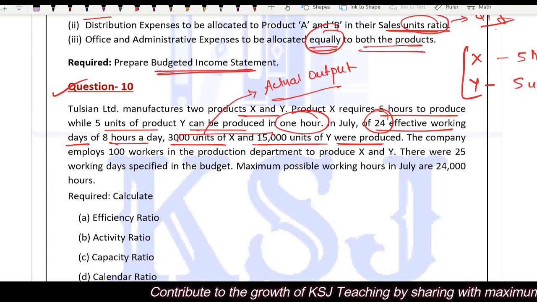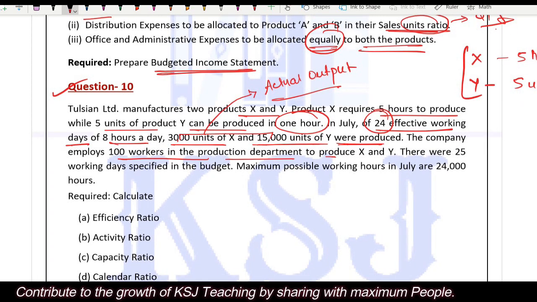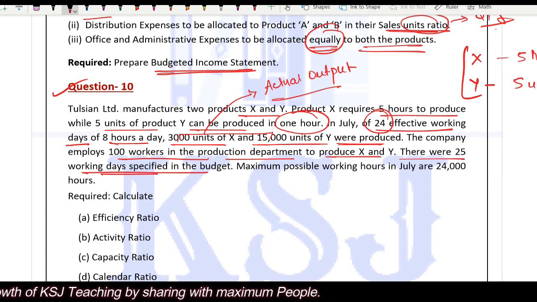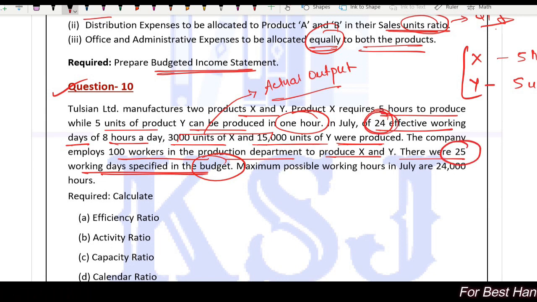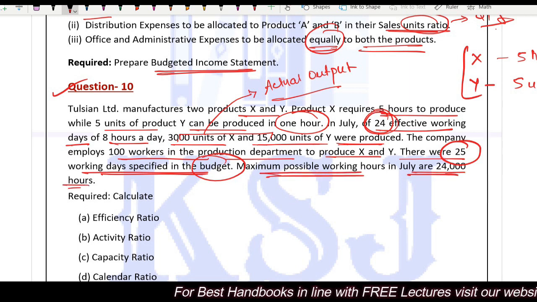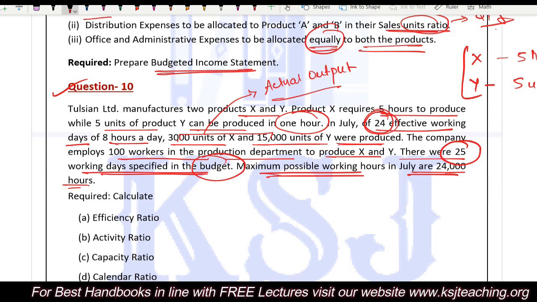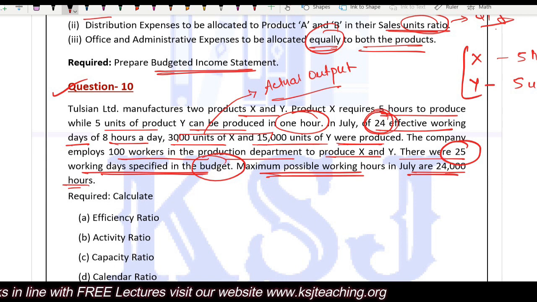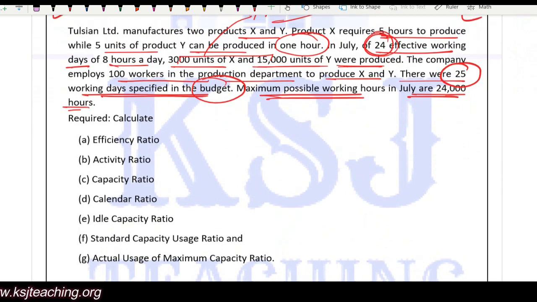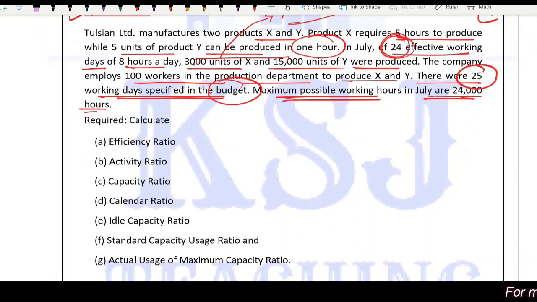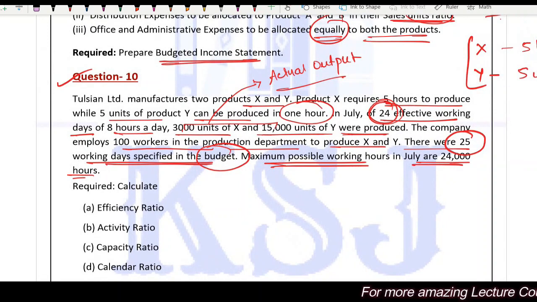Okay. After that, the company employs 100 workers in the production department to produce X and Y. There were 25 working days specified in the budget. So budgeted working days, 25. Actual working days, 24 in the month of July. Maximum possible working hours are 24,000 hours. This is the maximum possible working hours, right? Calculate efficiency ratio, activity, capacity, calendar, idle, standard capacity usage, actual usage of the maximum capacity. All the 7 ratios you need to calculate.